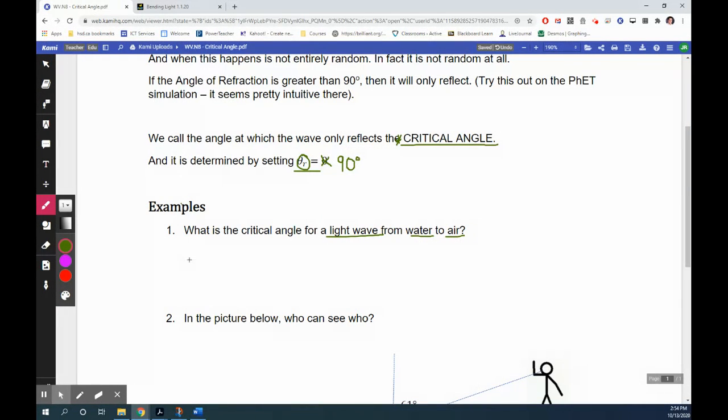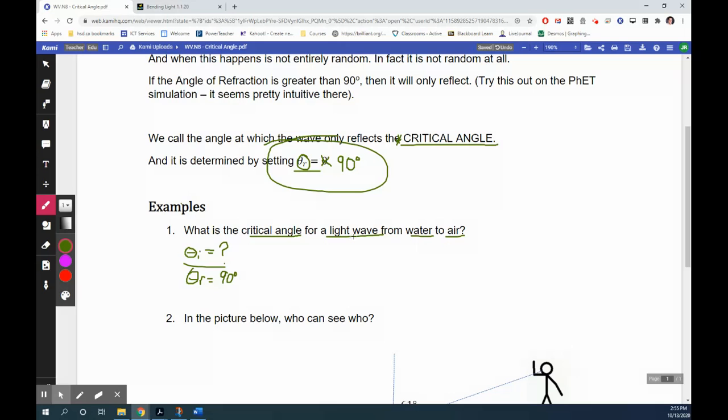Okay, so the way that we do this is we're looking for the critical angle, and so that is the angle of incidence. That is our question. And what do we know? We know that theta r is 90 degrees. When theta r is 90 degrees, that is when this is the critical angle. That is when it starts to just reflect and not refract.